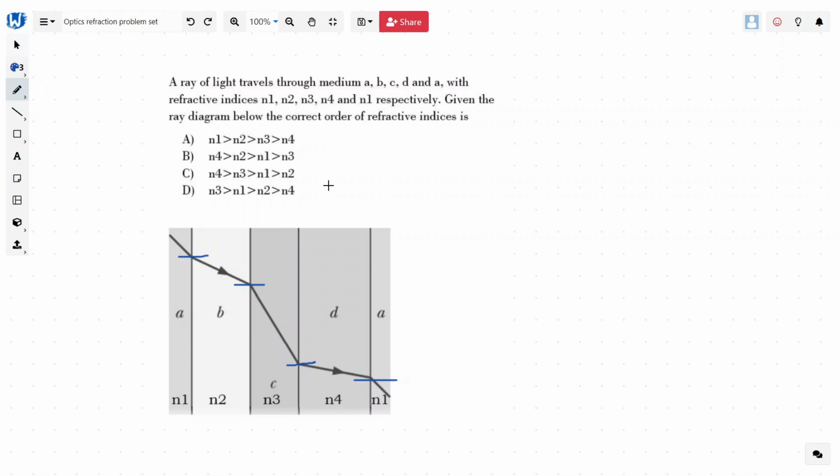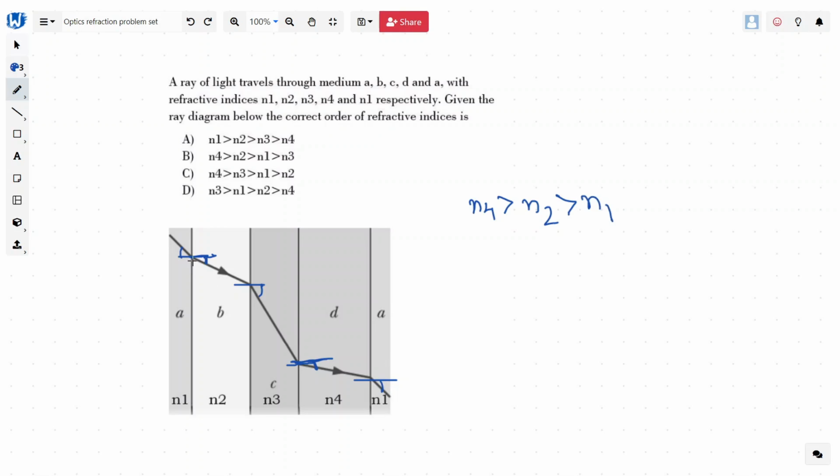Now we can see the size of this theta, this angle, and this angle. With this, we can clearly see that this is the smallest one, which means it is the densest. So N4 is the densest. This is followed by this angle, which is bigger than N1 and N3. So N2.